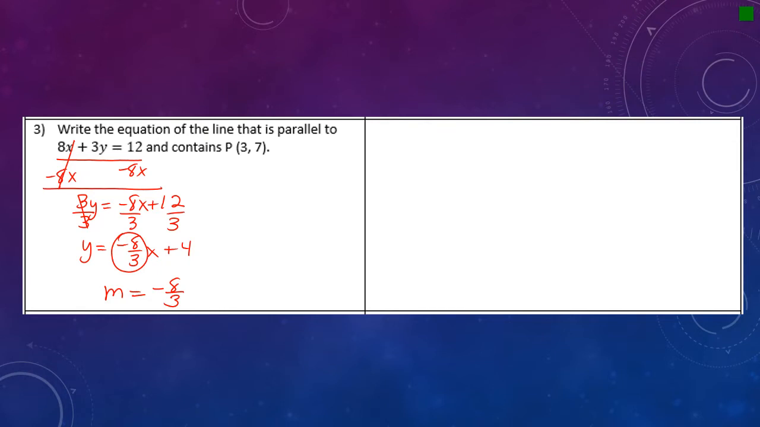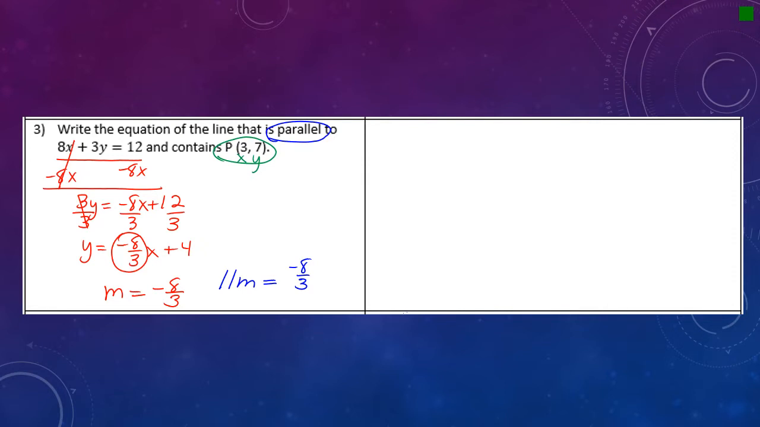Okay, next thing we need to identify is whether the problem asked us to find a parallel or perpendicular line. So if I read the question again, I see the word parallel here. So I want a parallel slope. Parallel slopes are the same, so that means the slope I want to use is also -8/3. The last piece of information that we need is this point here. This is what I'm going to plug in for x and y into my slope-intercept form.